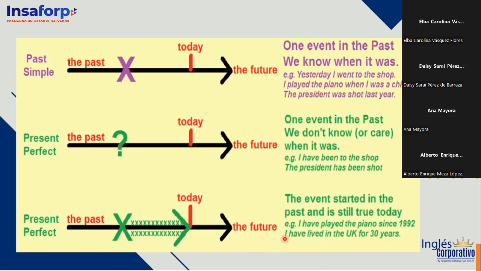I have played the piano since 1992. I have lived in the UK for 3 years. Okay, so that's the one that we talked about 2 days ago, actually. So we already know that events that started in the past and we're still doing, or those events that are still true up until now, we will obviously have to use the present perfect.